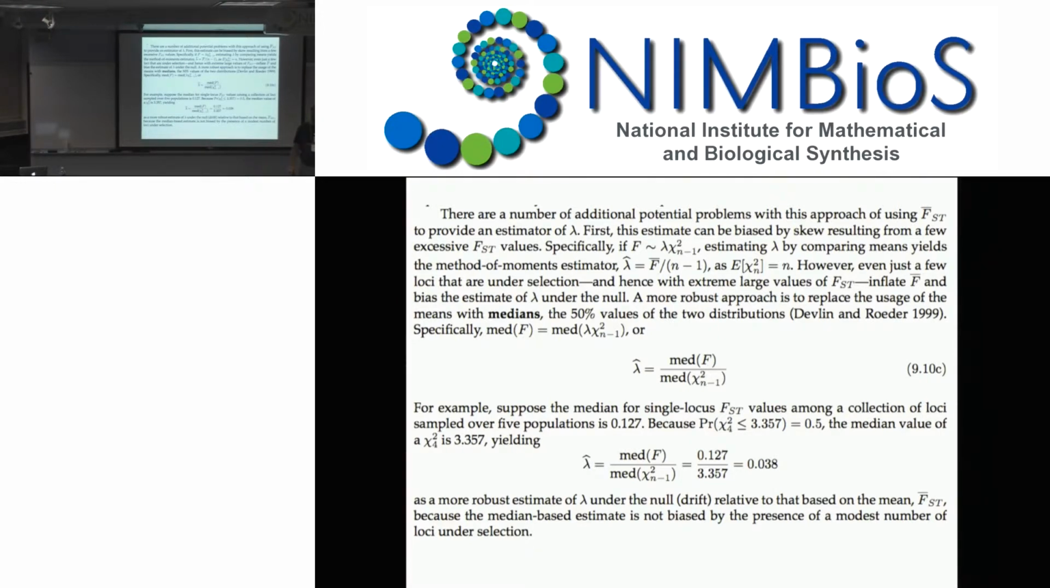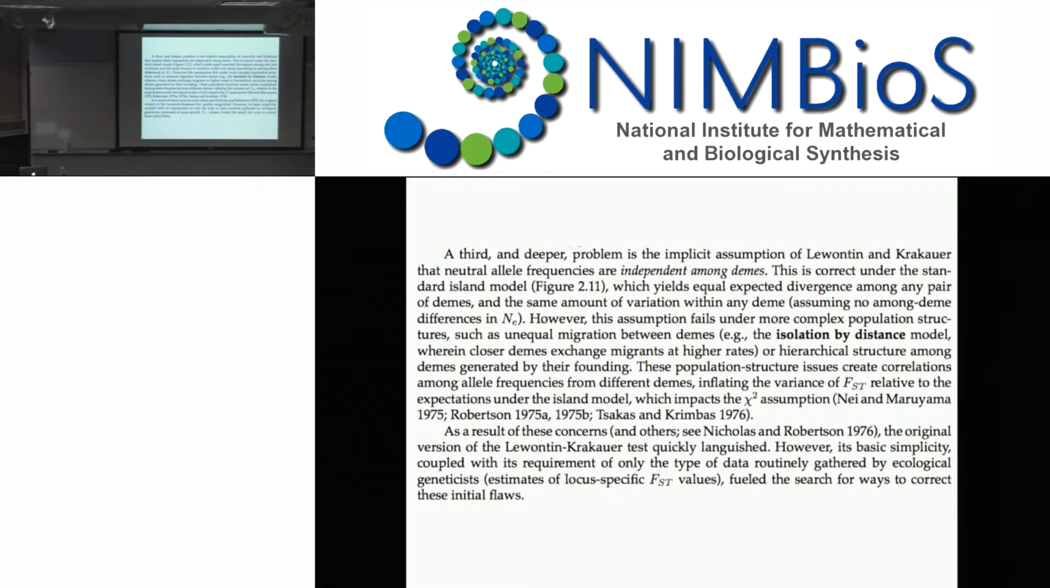The median approach doesn't weigh how large those values are. The mean does, the median doesn't. The median simply ranks them and takes the one in the middle. So when you have a lot of tests where you expect there to be some outliers which are really large because they depart from the null, a good, more robust estimator, if you want to adjust for something, is to use a median rather than a mean. So that's one modification you can make on the Lewontin-Krakauer test.